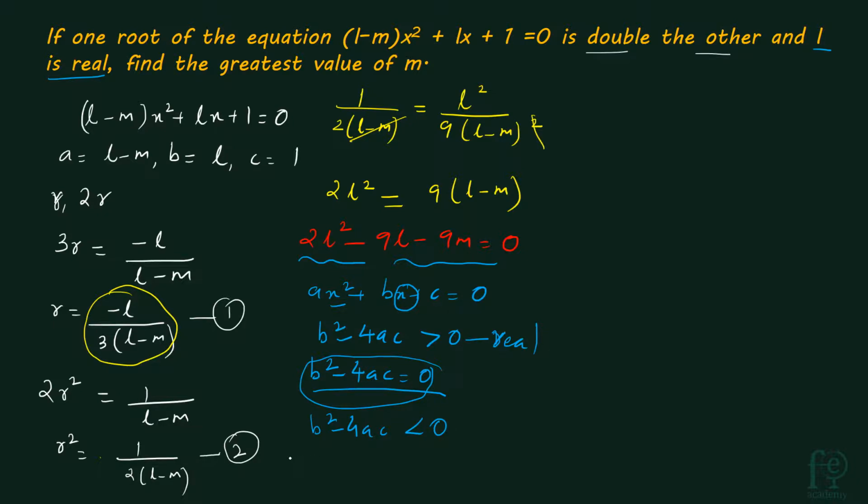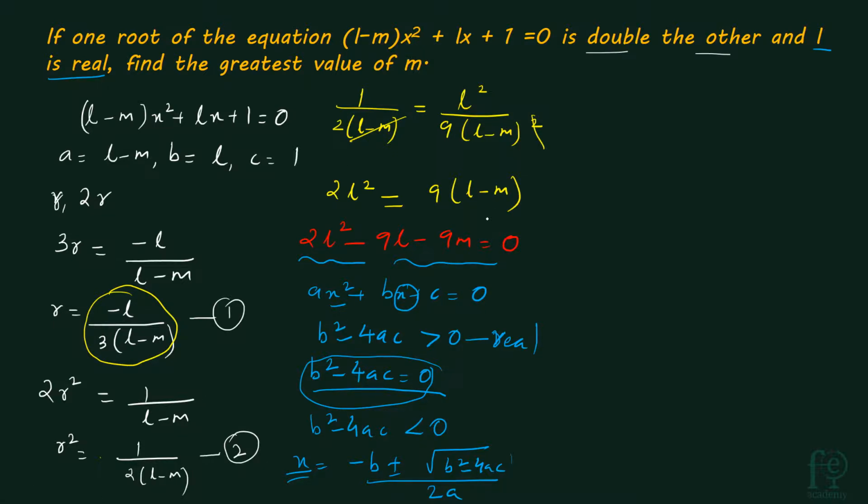because we know that the roots are given by minus b plus or minus root of b square minus 4ac divided by 2a. So b square minus 4ac less than 0 means root of a negative number will come. So we will be getting imaginary numbers as our roots. So b square minus 4ac greater than 0 means our x will be real, because the root of b square minus 4ac will be a positive number. So we will be getting real values for x.